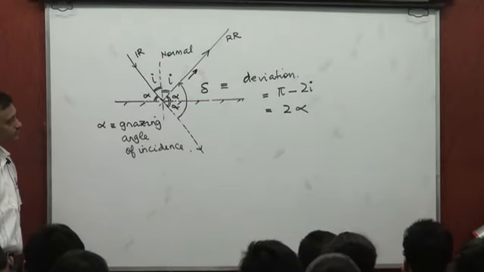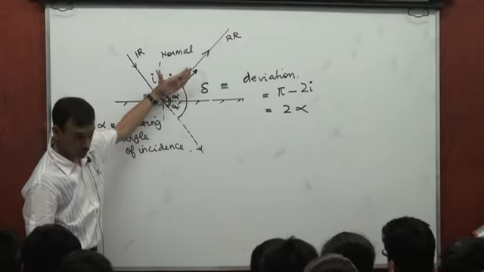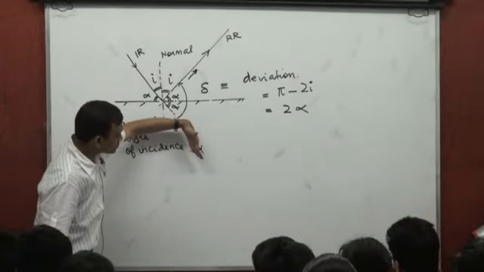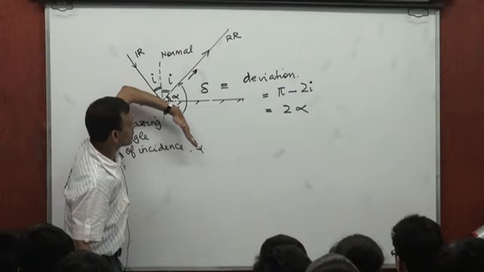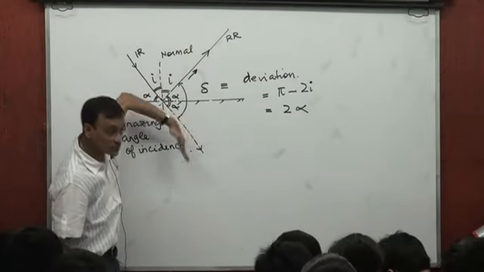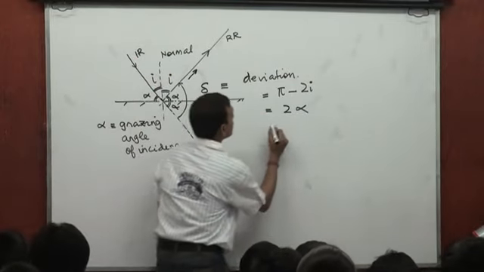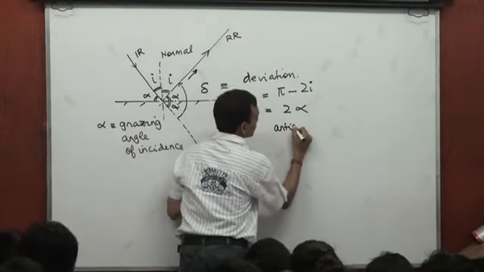Right? Now, in this case, there is a sense of deviation also produced. The ray would have gone this way, now it's going this way. So, is the deviation clockwise or anti-clockwise? In this case, for the figure that I have drawn, the deviation is anti-clockwise.